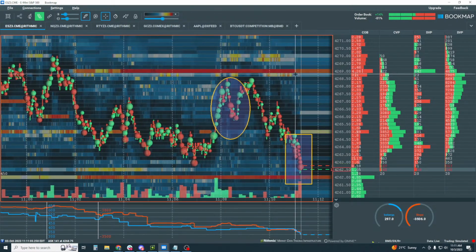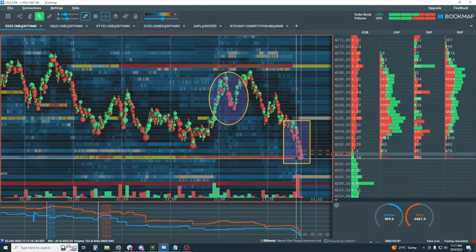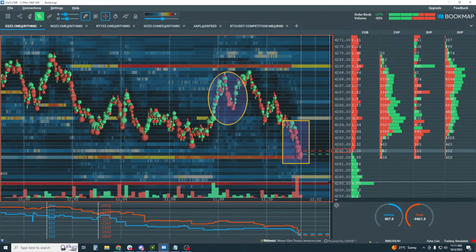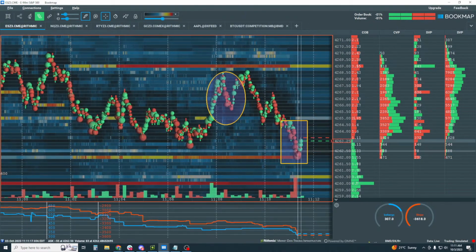And there we go. So there's a move into 62. Still looking for more here. I think there's a lot more room to run here, but I would take some off here, I'll tell you that.